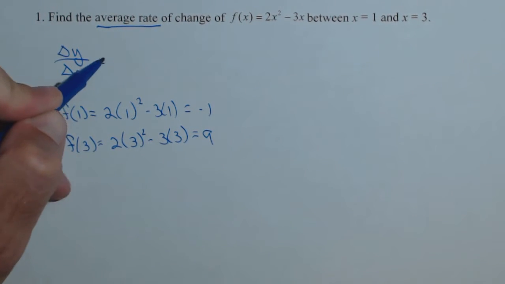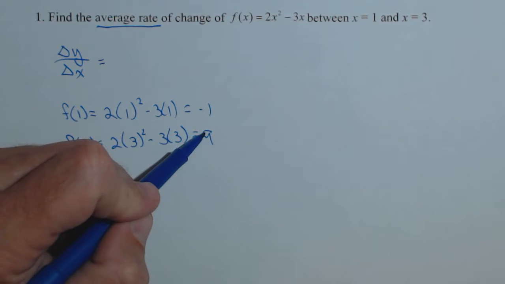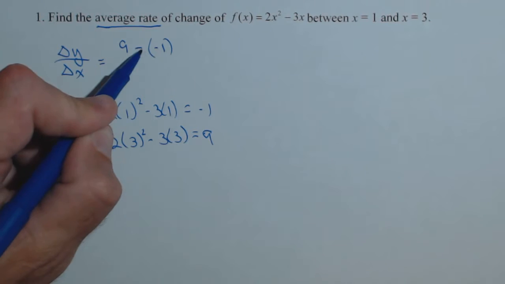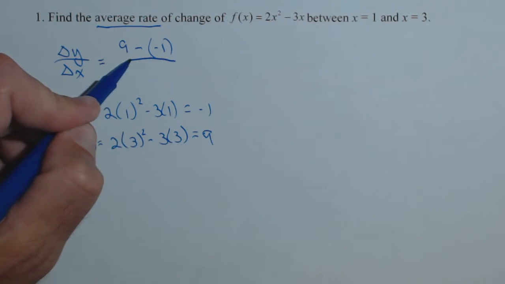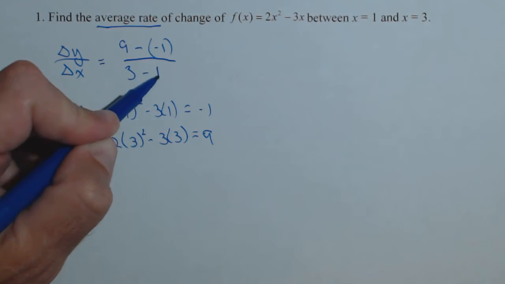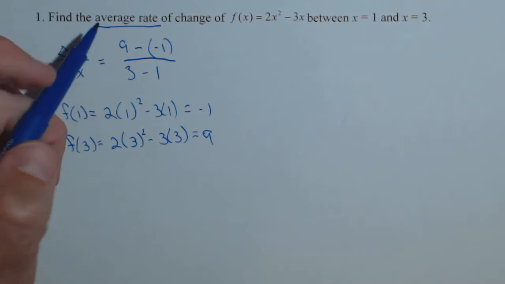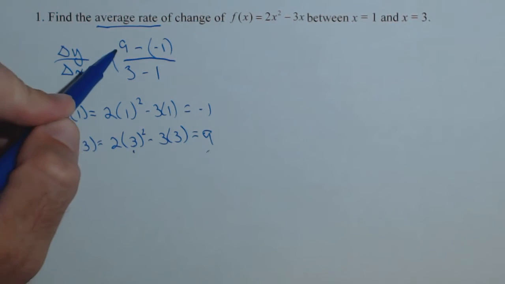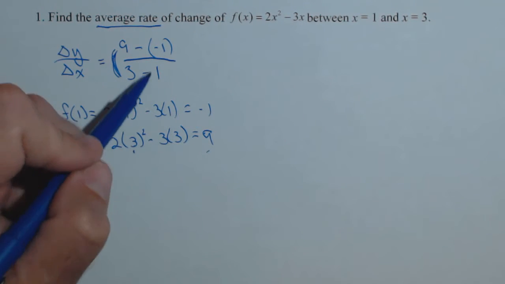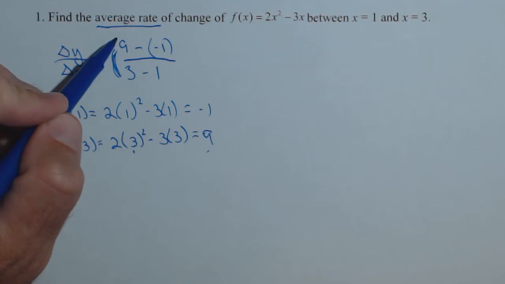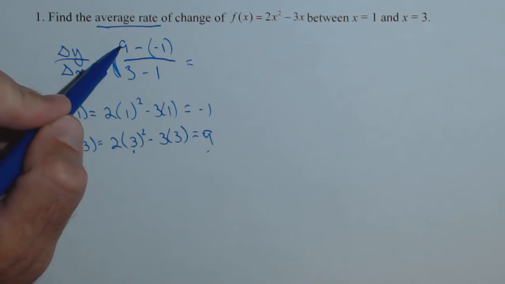So now we're just going to set up our slope, our change in y over change in x. So our change in y, 9 minus negative 1, careful on the negative sign there, over our change in x values, 3 minus 1. Doesn't matter which point you do first, but notice that they're matched up. 3 was the input for 9, so 3 and 9 are above and below each other. 1 was the input for negative 1, above and below each other. And it's always change in output over change in input.